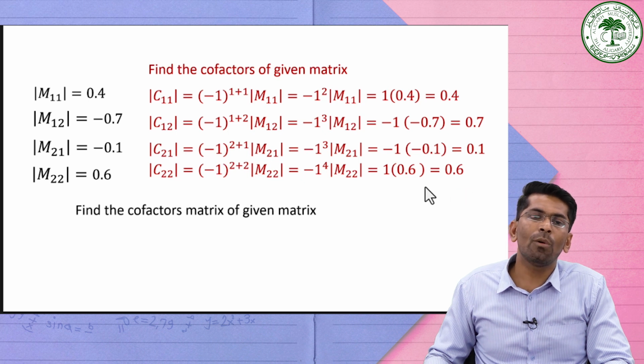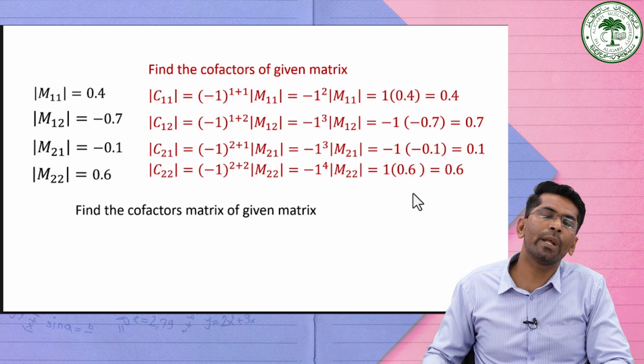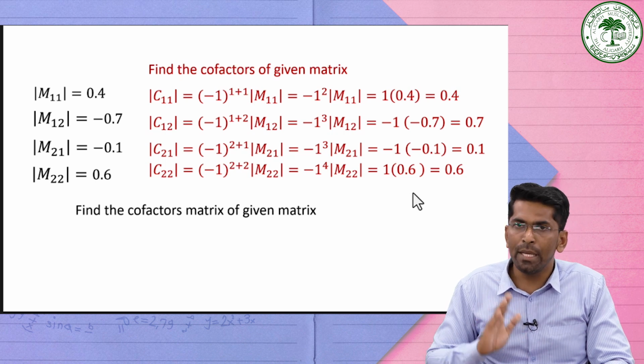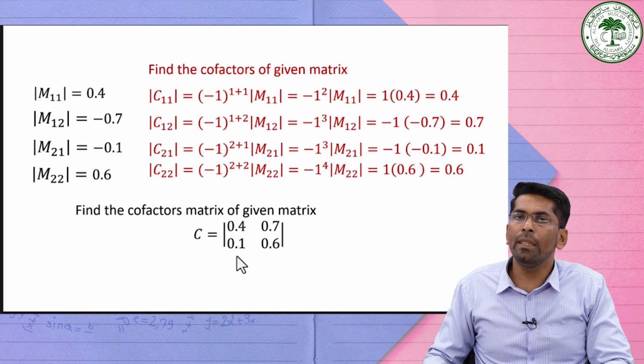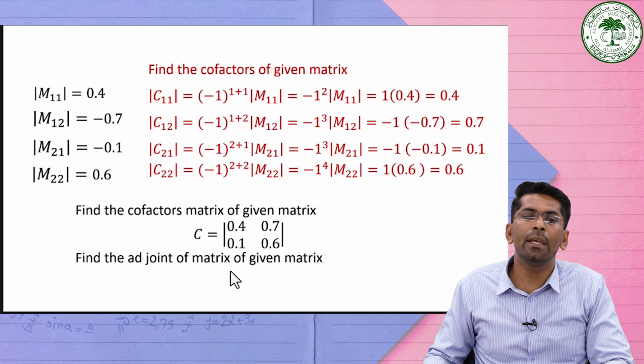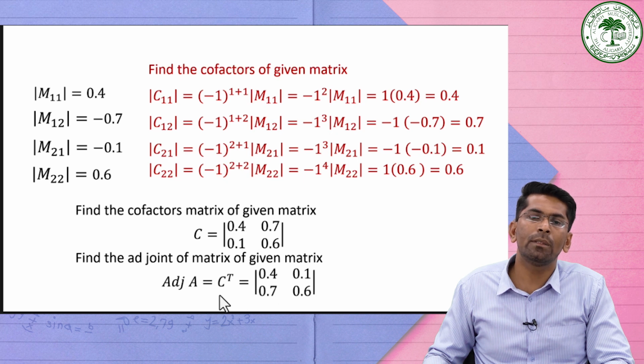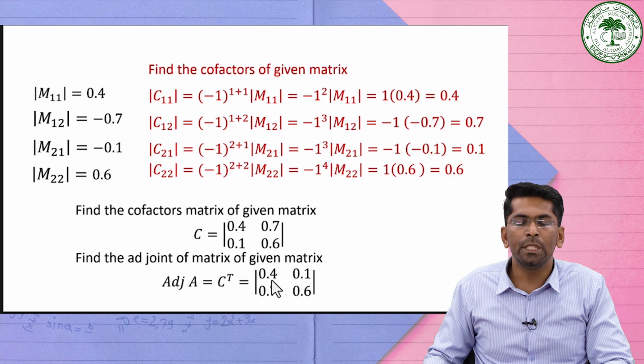So after finding the cofactors, we are going to frame the cofactor matrix by replacing the original matrix using cofactors. So here it will become 0.4, 0.7, 0.1 and 0.6. After finding the cofactor matrix, we go for finding the adjoint of the given matrix. If you take the transpose of the given cofactor matrix, that means changing the columns into rows, it will become the adjoint, that is the transpose of the cofactor matrix, which is equal to 0.4, 0.1, 0.7 and 0.6.